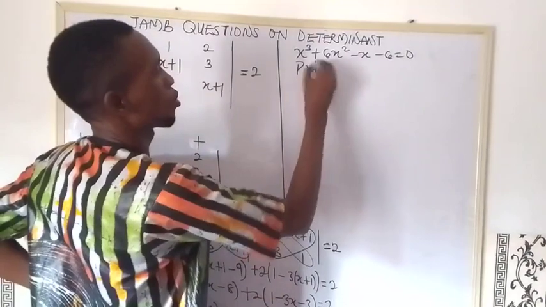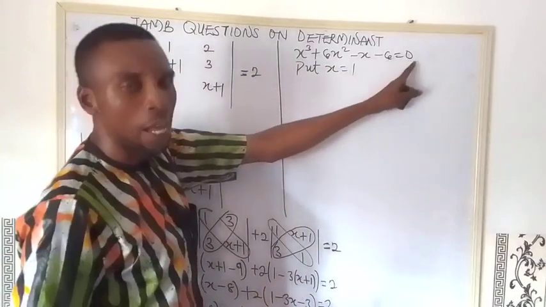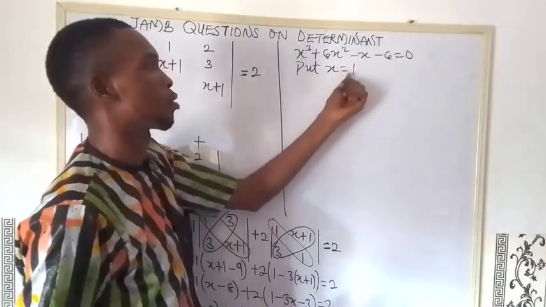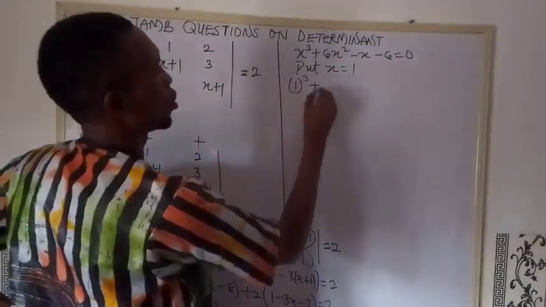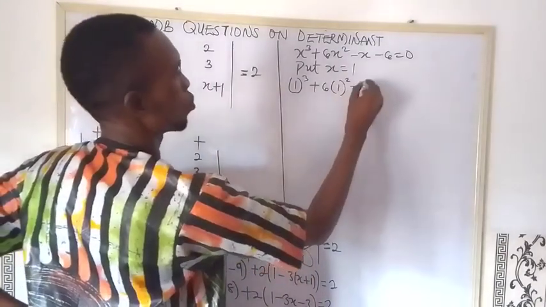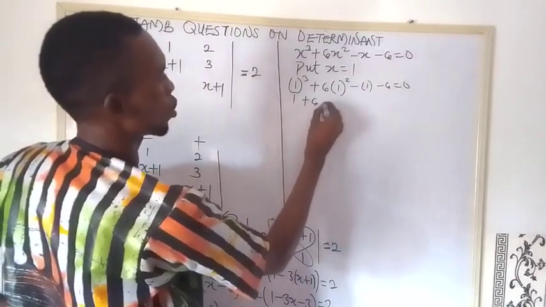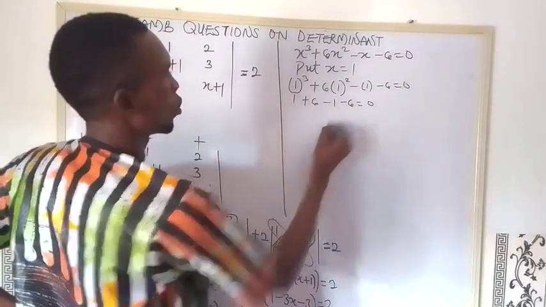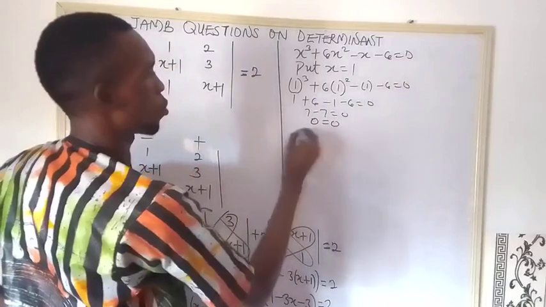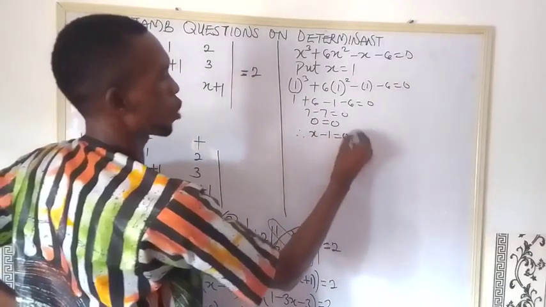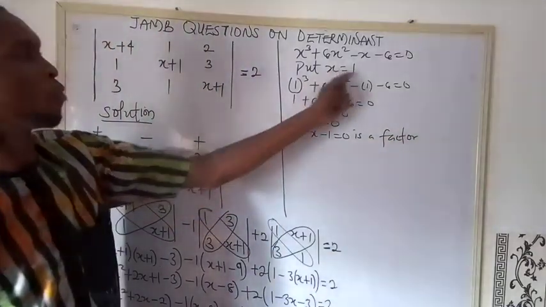So you put x equals 1. If I put x equals 1, if the remainder is 0, that means x minus 1 is a what? Factor. So let's start. This one will become 1 raised to power 3 plus 6 times 1 raised to power 2 minus 1 minus 6 equals 0. This will give me 1 plus 6 minus 1 minus 6 equals 0. It must give me 0. 1 plus 6, 7 minus 7 equals 0. That is 0 equals 0. Therefore, x minus 1 equals 0 is a what? Factor.